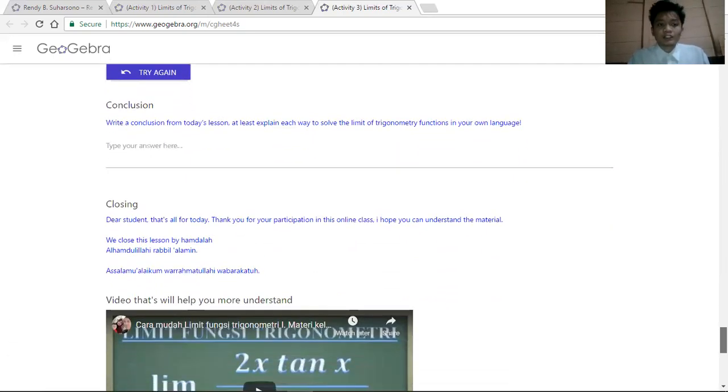That's it. Conclusion. Write a conclusion from today's lesson. At least explain each way to solve the limit of trigonometric function in your own language.